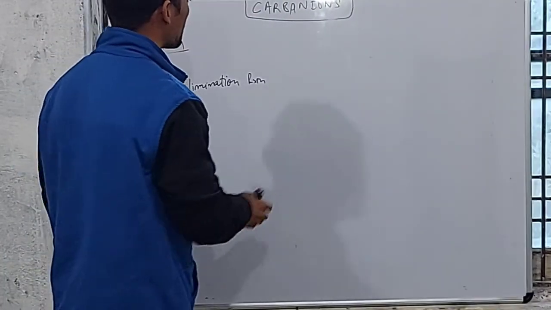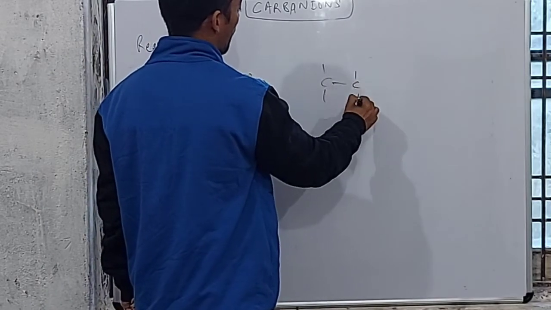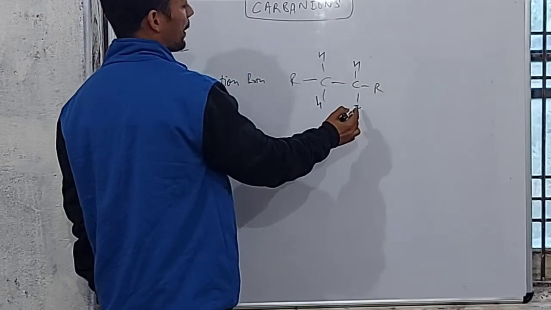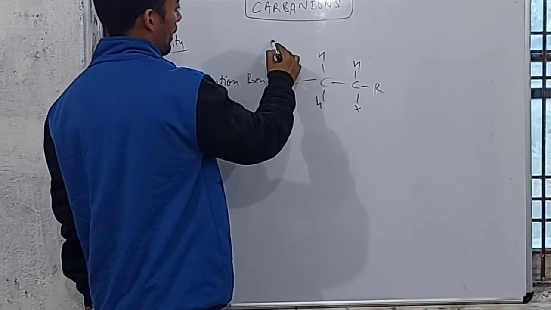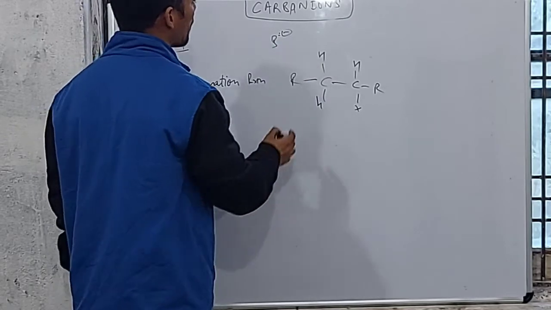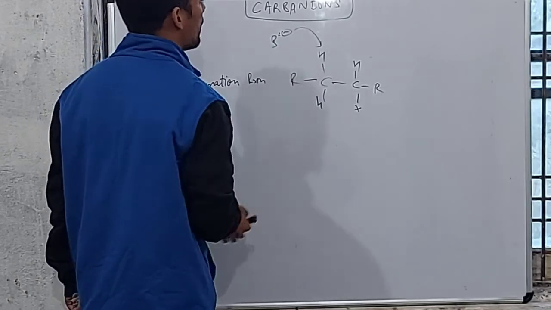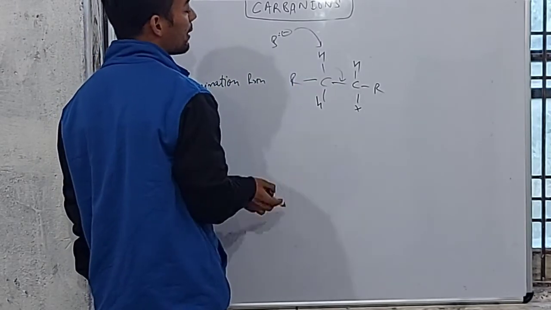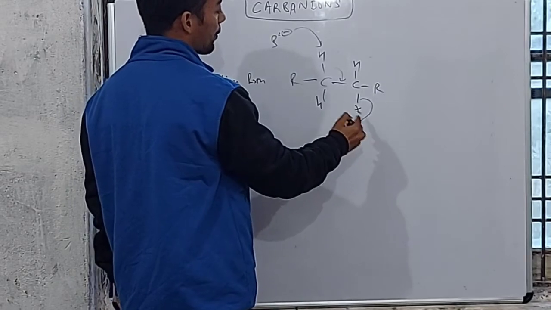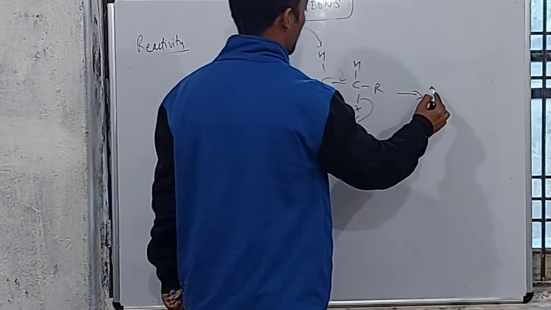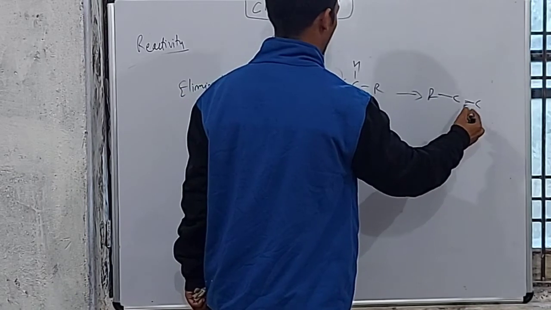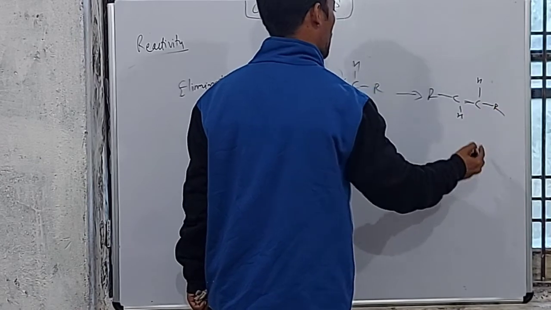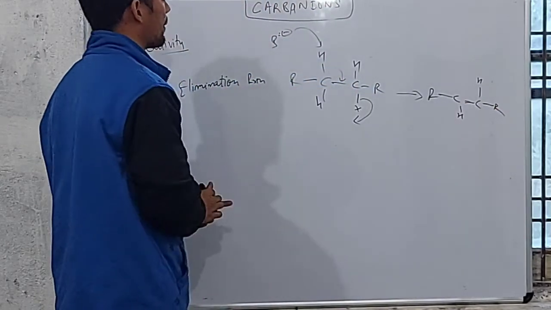Elimination reaction: suppose we have a halide group attached at this position, and when we react, our nucleophile will take up one of the hydrogens, and the electrons from this bond will go to this position to form an alkene, and it will eliminate the halide group from here. So in the product we will get an alkene.